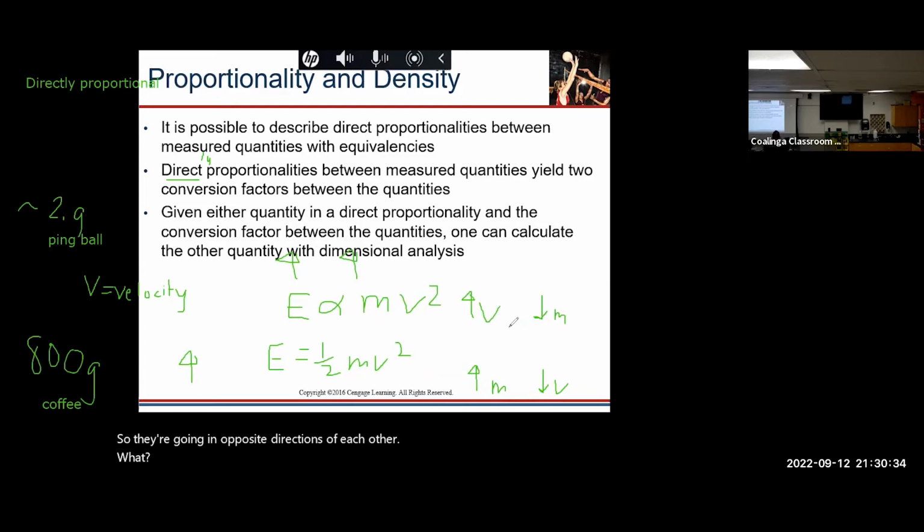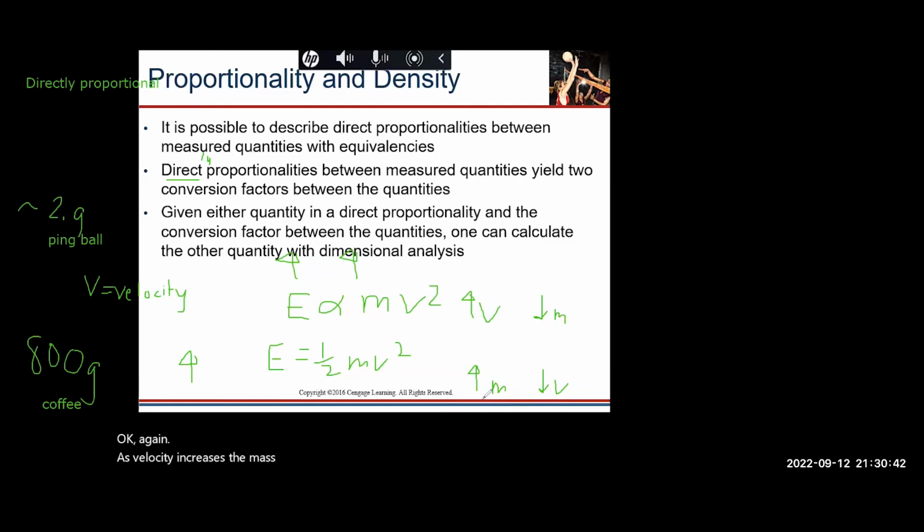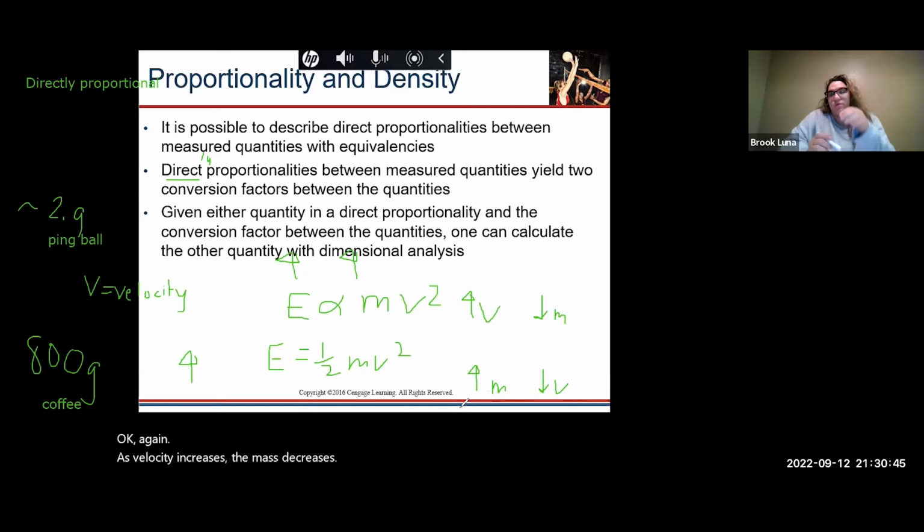Okay, again. As velocity increases, the mass decreases. So would that kind of be like if you dropped a weight in a pool, it sinks immediately, but if you dropped a ping pong ball, it would stay on top of the water?